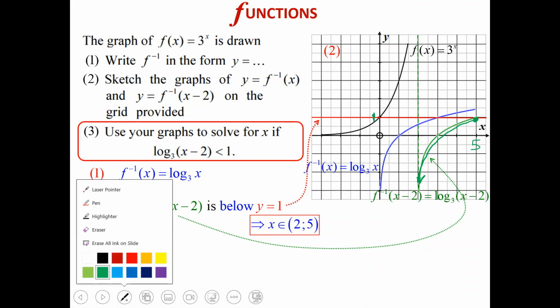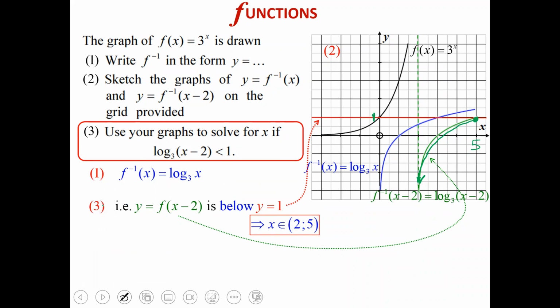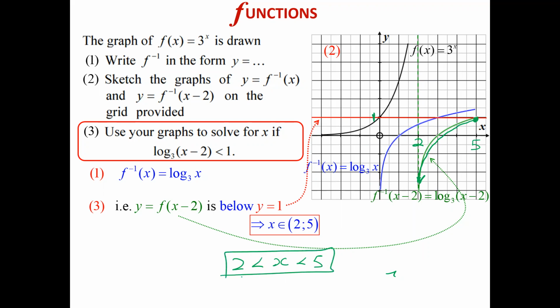So if we look at that point called 2, that's where our asymptote is actually sitting. So our answer would be x is an element from 2 to 5, or we could say x is less than 5, but greater than 2. And the reason why we have to stop it at 2 is because we have an asymptote sitting at 2. Any questions there?